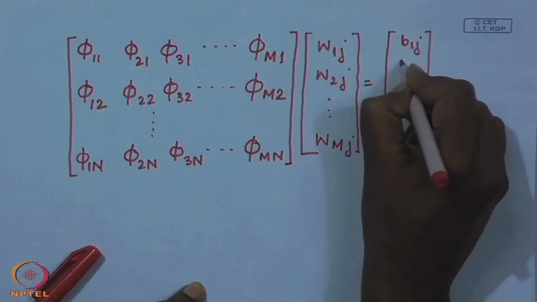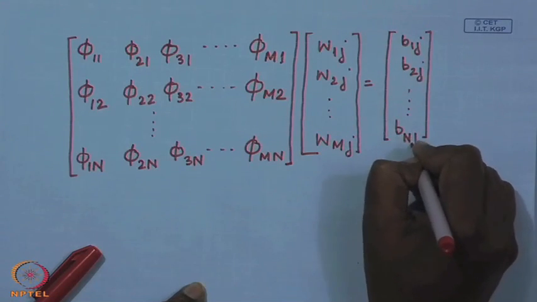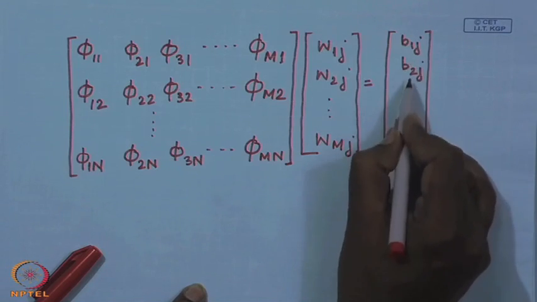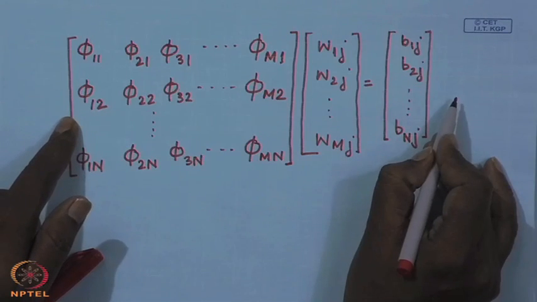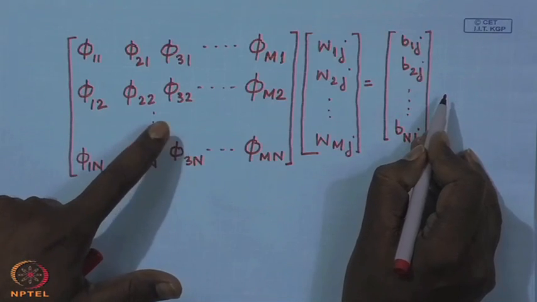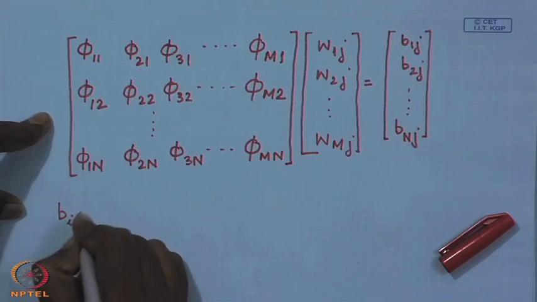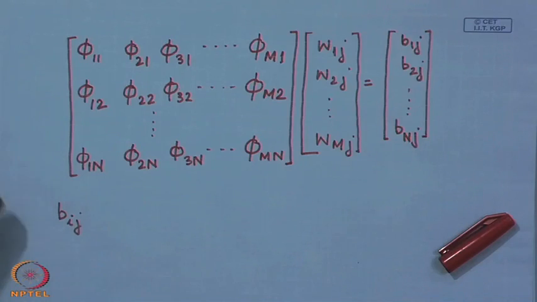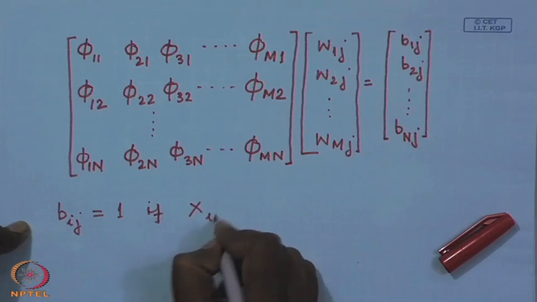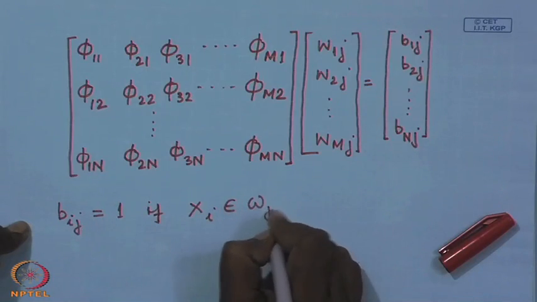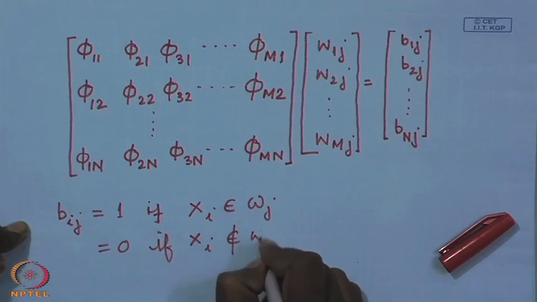b 1 j, b 2 j up to b n j, where every b i j will be equal to 1 if the corresponding x i belongs to class omega j, and that will be equal to 0 if the corresponding x i does not belong to class omega j. So, every b i j will assume a binary value, either 0 or 1. So, this b i j will be equal to 1 if the corresponding input vector x i belongs to class omega j, the jth class, or it will be equal to 0 if x i does not belong to omega j.